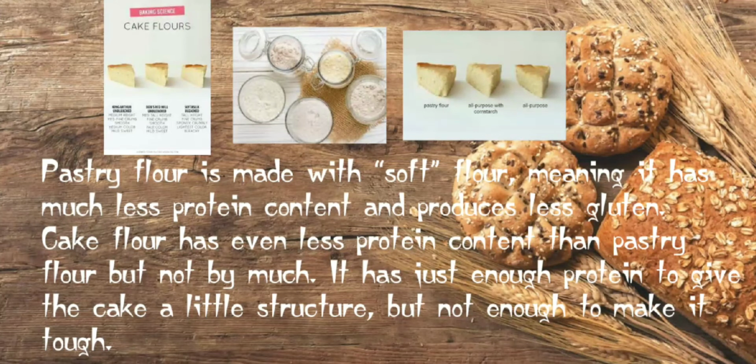The difference between pastry flour and cake flour is that pastry flour is made with soft flour, meaning it has much less protein content and produces less gluten. Cake flour has even less protein content than pastry flour, but not by much. It has just enough protein to give the cake a little structure, but not enough to make it too tough.